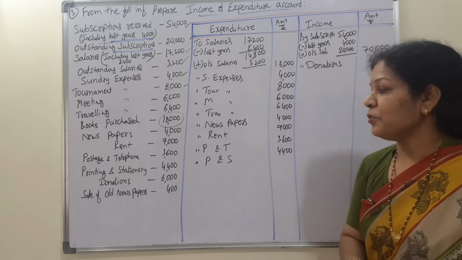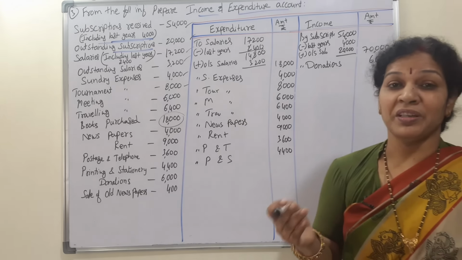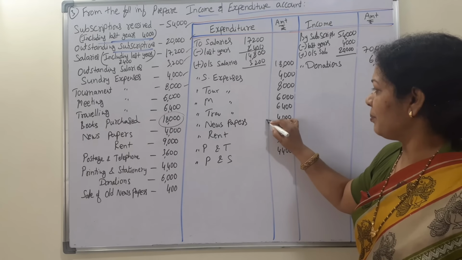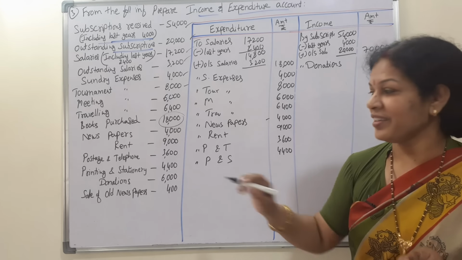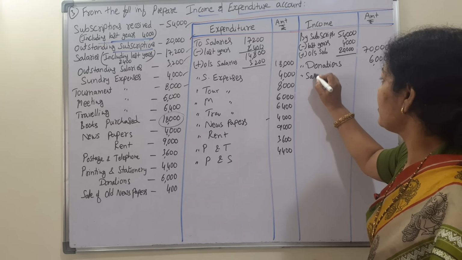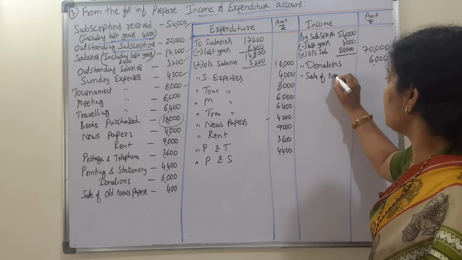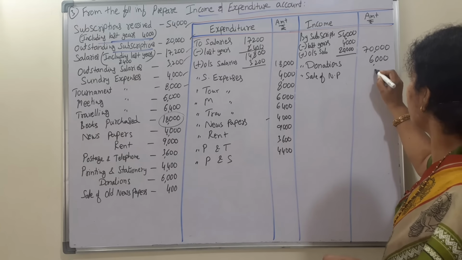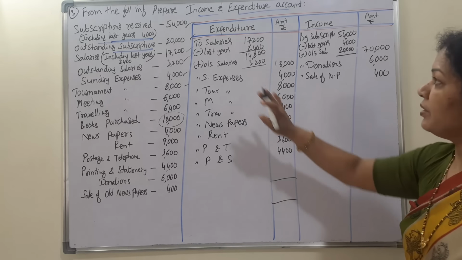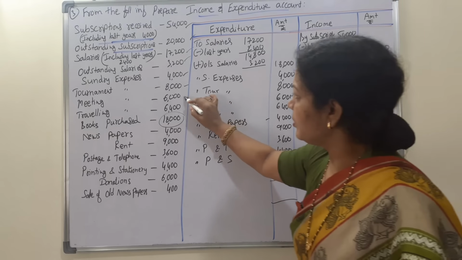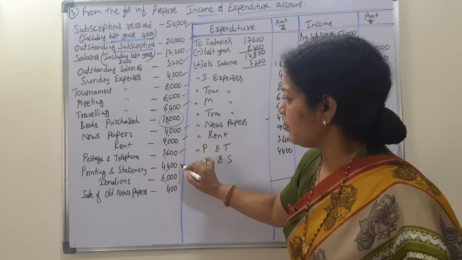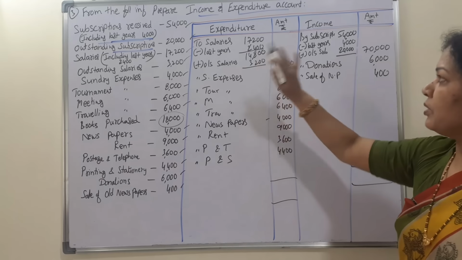Next, sale of newspapers. Sale of old newspapers. When we are selling, it's an income. Purchasing newspaper is where purchases are expenses. Sale means income. Income goes on the credit side. So by sale of newspapers 400. Over. Everything is written. Meeting doesn't come here. Newspaper, rent, telephone, over. So everything is posted.